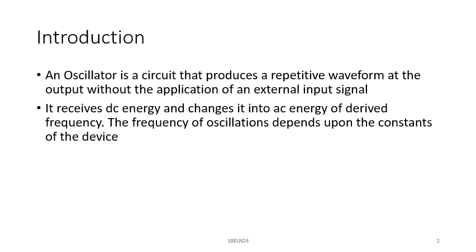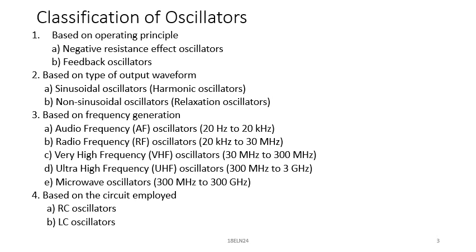Next we will discuss some types of oscillators, or the classification of oscillators. The oscillators are classified based on the feedback circuit, based on the waveform, and based on the frequency of generation. It is classified into different types. The first classification is based on the operating principle.